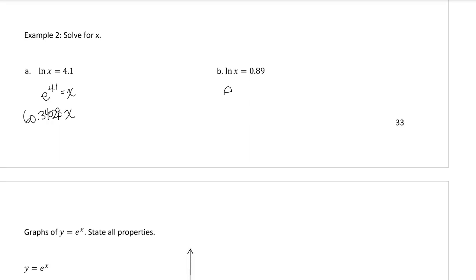Same thing happens here. My base that's not written is e to the power of 0.89 equals x, and so x equals, again, second function ln, or shift ln, should get me to that e to the power of, and that is 2.43513.